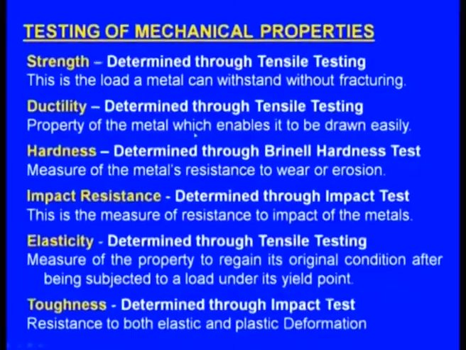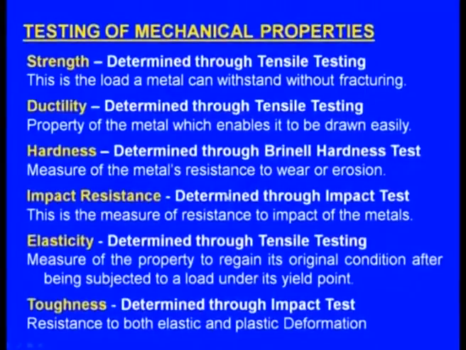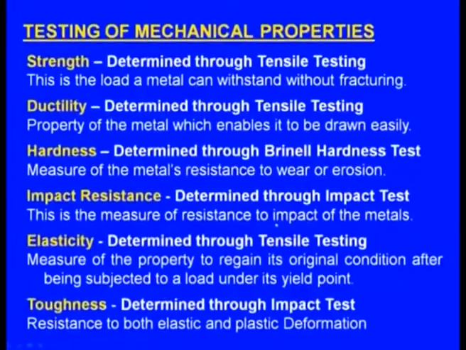And the next property is ductility. It is also determined through tensile testing. It is the property of the metal which enables it to be drawn into thin wires easily. Next property, hardness, is determined through Brinell hardness testing. It is a measure of metal's resistance to wear or erosion. Next property is the impact resistance and it is determined through impact test. This is the measure of resistance to impact of the metals.